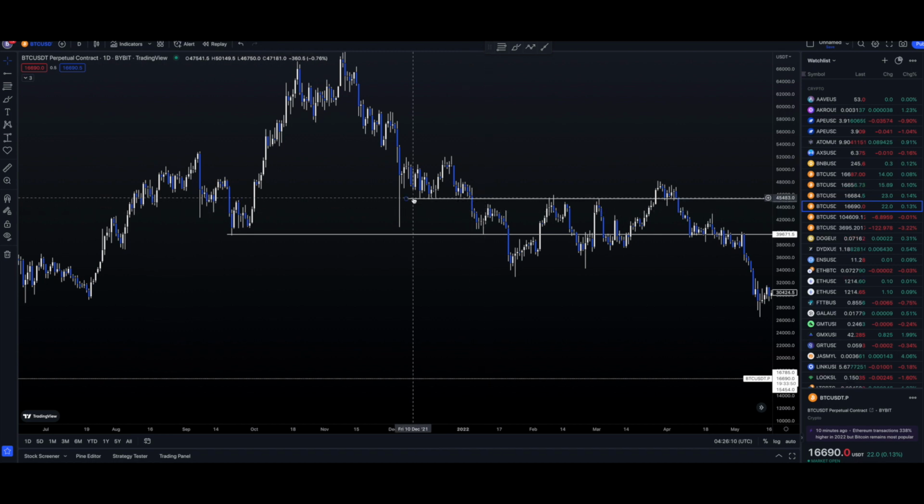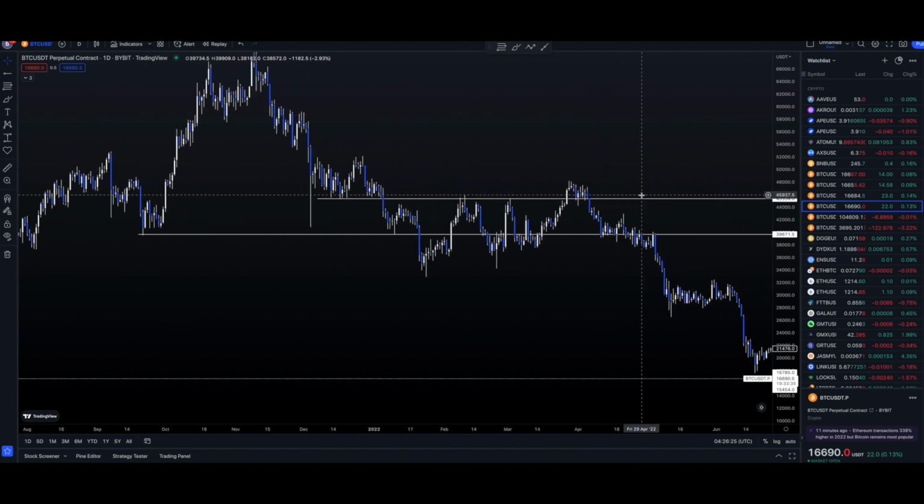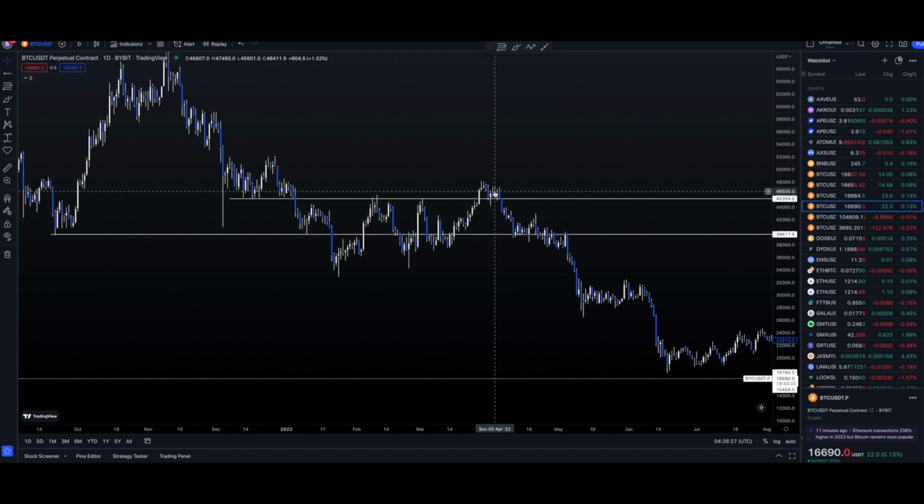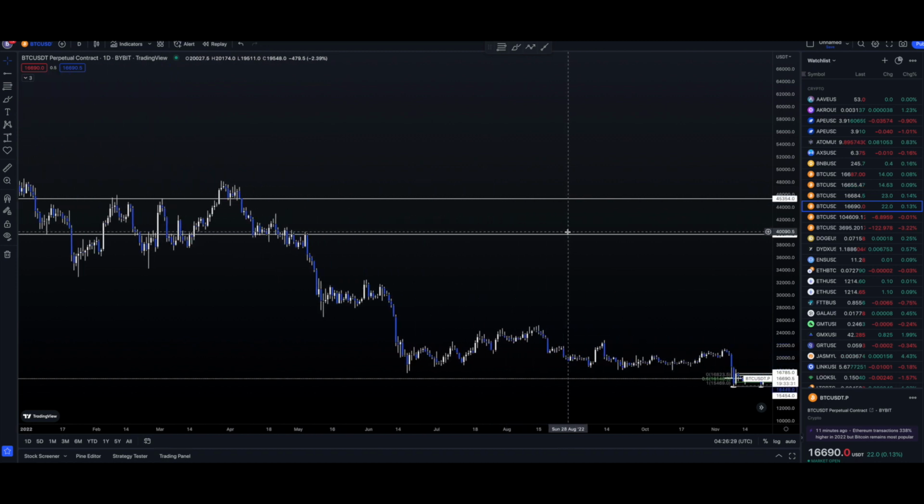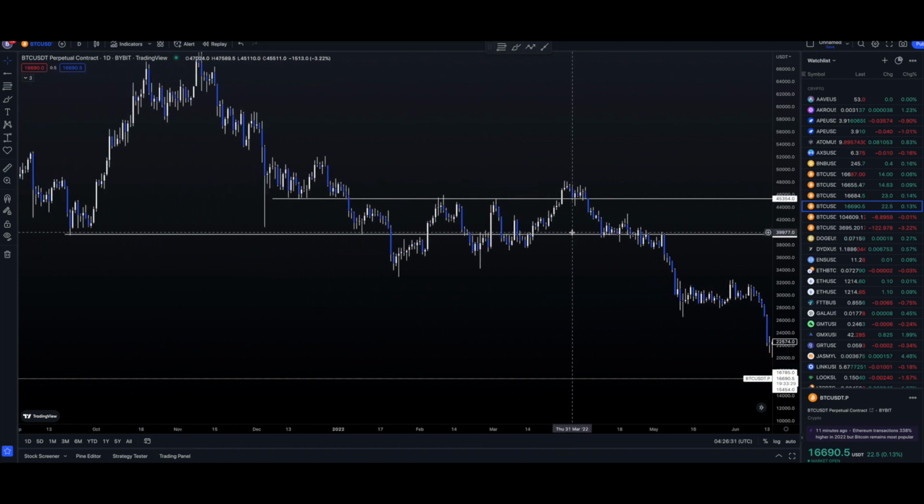Right? So now our previous support has now been turned resistance. As you can see here, when we finally came back up, we wicked above a couple times, reject, came up again, reject. So we couldn't reclaim that previous level. We kind of got faked out here in March, and it's been down only ever since. So yeah, the first market structure break is here, right?